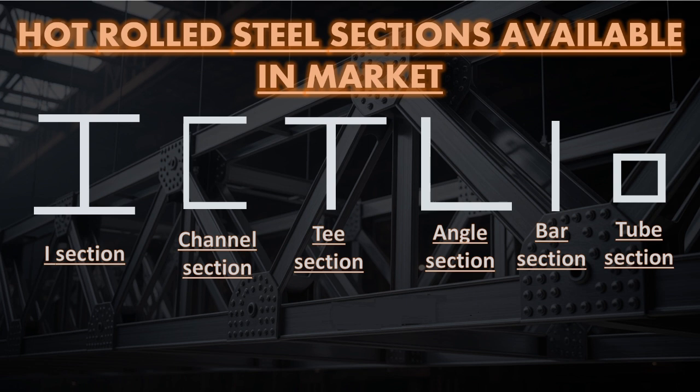Hot-rolled steel sections available in market: I-section, channel section, T-section, angle section, bar section, tube section.